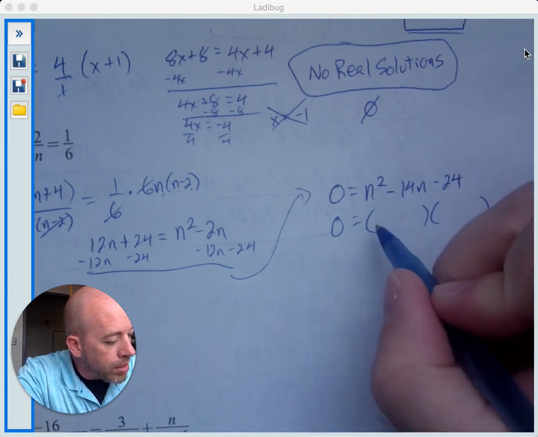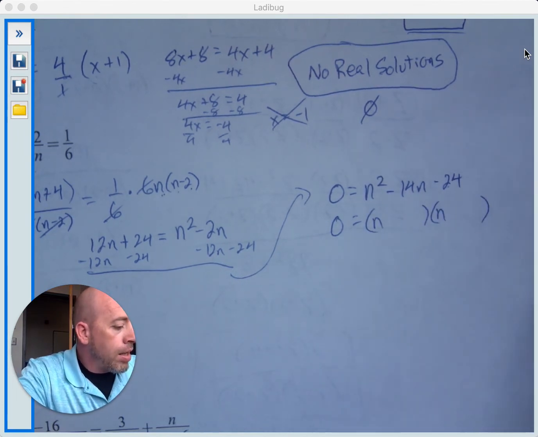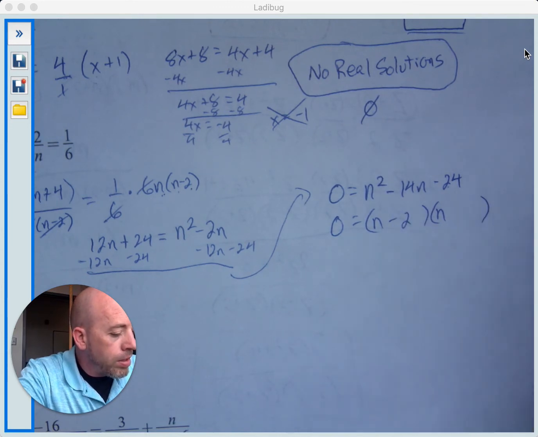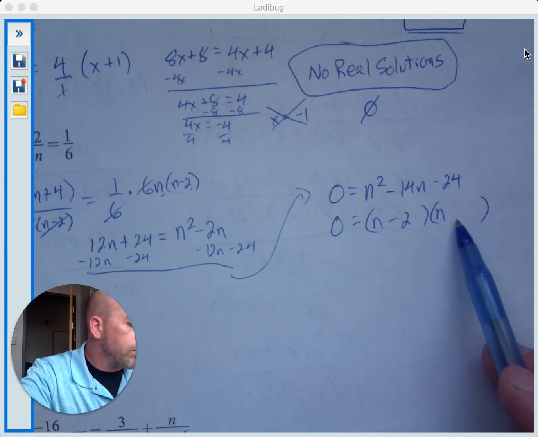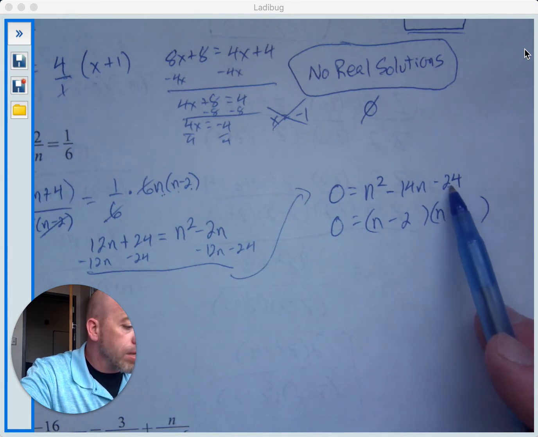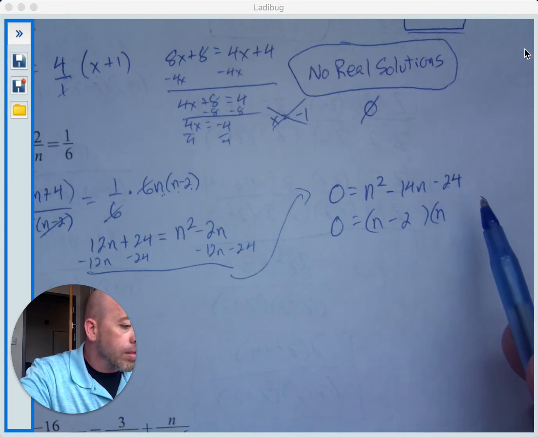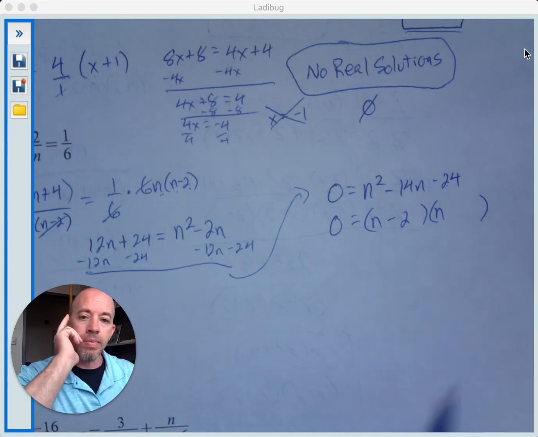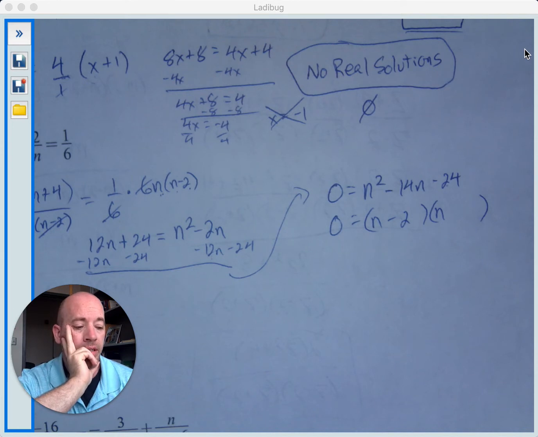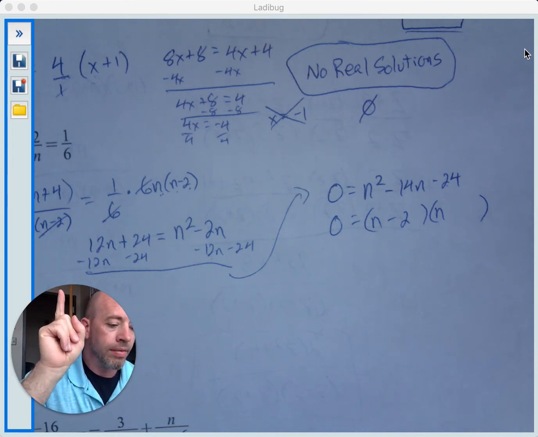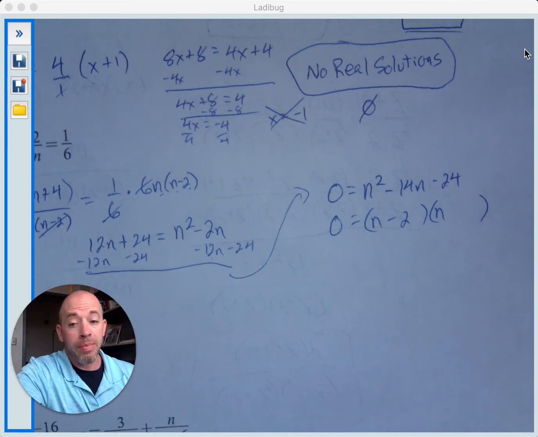So we need an n and an n, and a minus 2, and, oh, we do minus 2 and plus 12, that doesn't work, does it? Because this is a minus 24. What are we going to do with that? So let's see, maybe there's something else that works. So 2 and 12 do not work. Oh, you know why? I make mistakes. It happens.